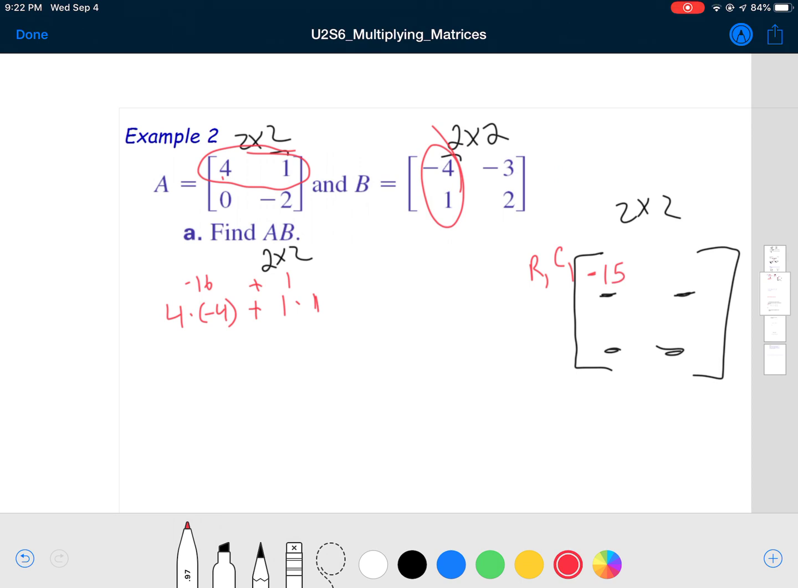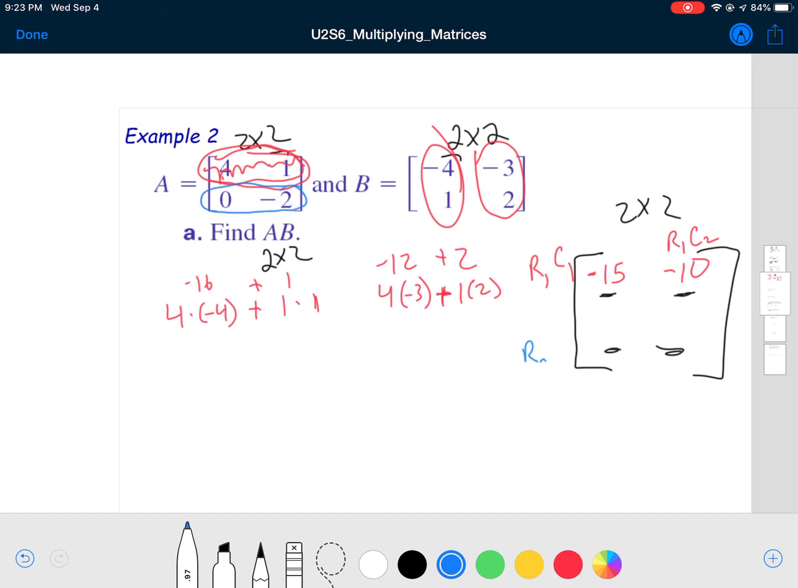Now I'm going to move over to row 1, column 2. So it's still going to be this row 1 of 4 and 1, but now I'm going to slide over to column 2. So now it's 4 times negative 3 and 1 times 2, and I'm going to add those up. It's always multiplication, then adding, so here's negative 12 plus 2, that's negative 10. Now I've got all my row 1 numbers in my answer, so I'm going to cross out row 1. I'm done with that. And I'm going to move on to row 2.